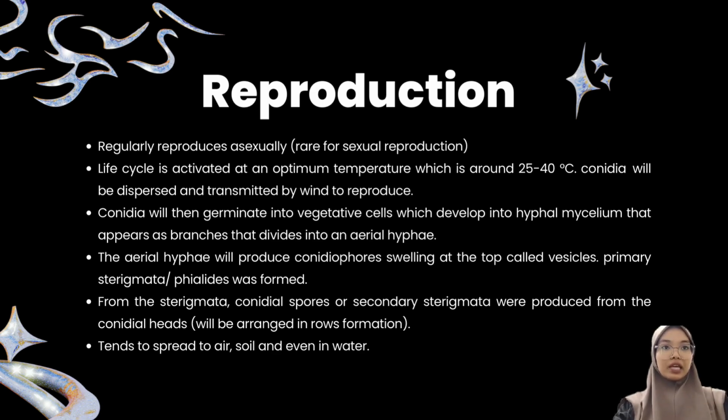After that, it will germinate into vegetative cells which develop into hyphal mycelium that appears as branches that divide into aerial hyphae. These aerial hyphae will produce conidiophores swelling at the top, called vesicles. Primary sterigmata or phalanges are formed. From the sterigmata, the conidial spores or secondary sterigmata are produced from the conidial heads, which will be arranged in rows. It's easier to say that Aspergillus niger tends to spread to air, soil, or even water.